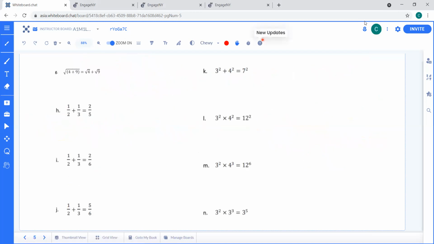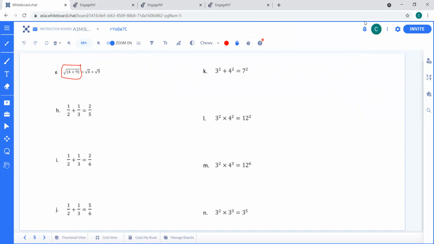Let's keep going. Okay, now, working with radicals here. This is a very common misconception. A lot of people think we can just break this apart and it will equal each other, and it doesn't.